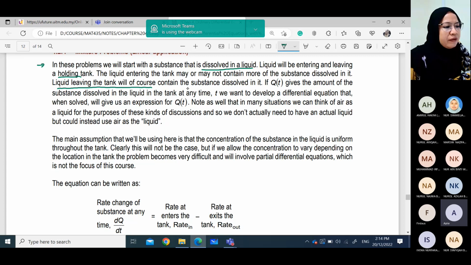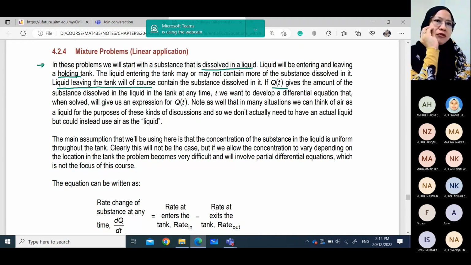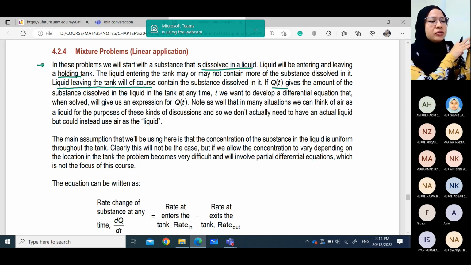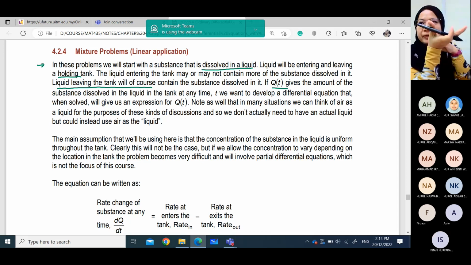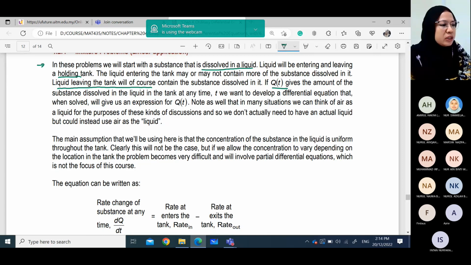If Q of T gives the amount of the substance dissolved in the liquid in the tank at any time T, here we want to develop a differential equation. Based on this information, we will develop the equation for the quantity of substance at any time T, Q of T. Let's say we have brine water, which is water dissolved with salt. We want to calculate the quantity of salt in the liquid. So here we need to find Q of T, or develop the equation of Q of T.